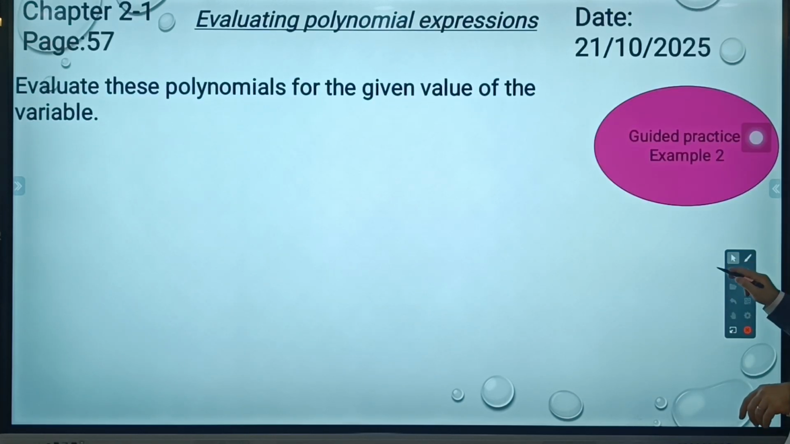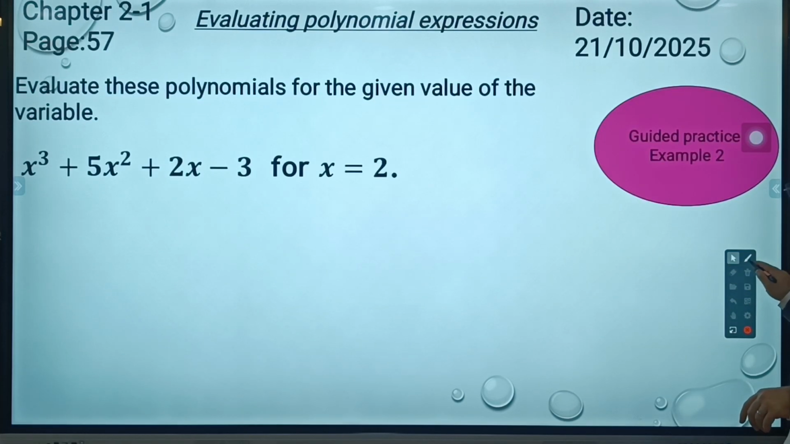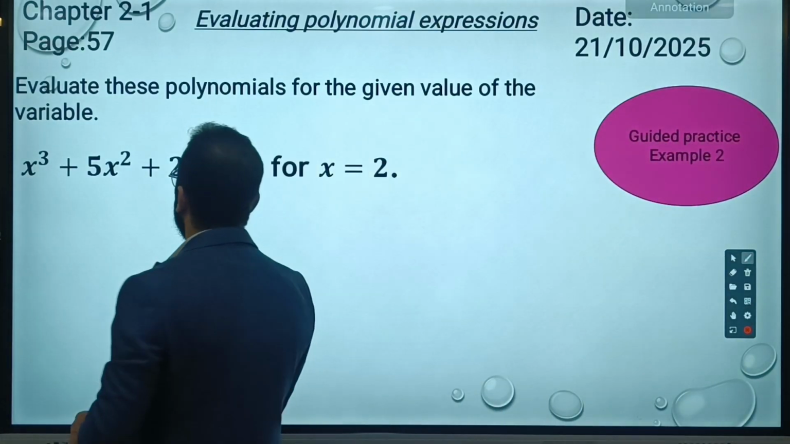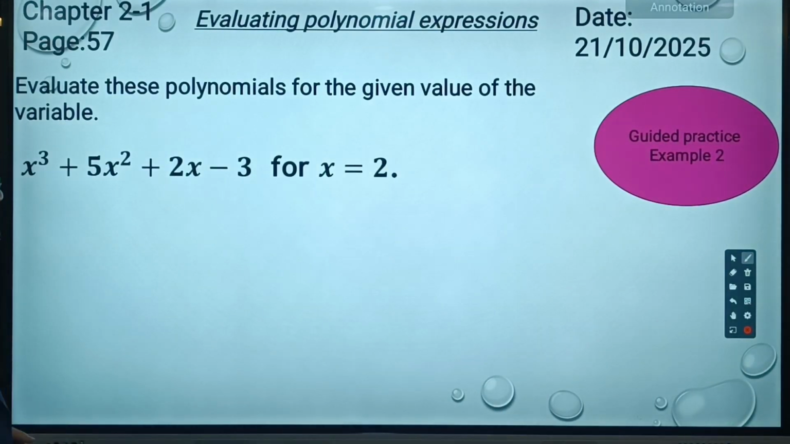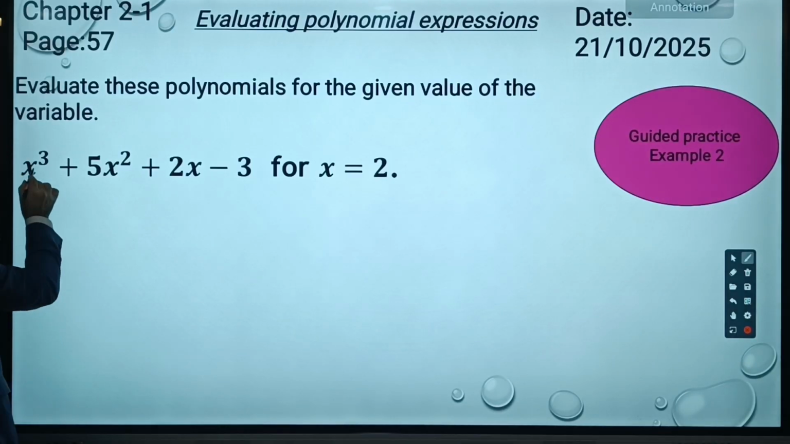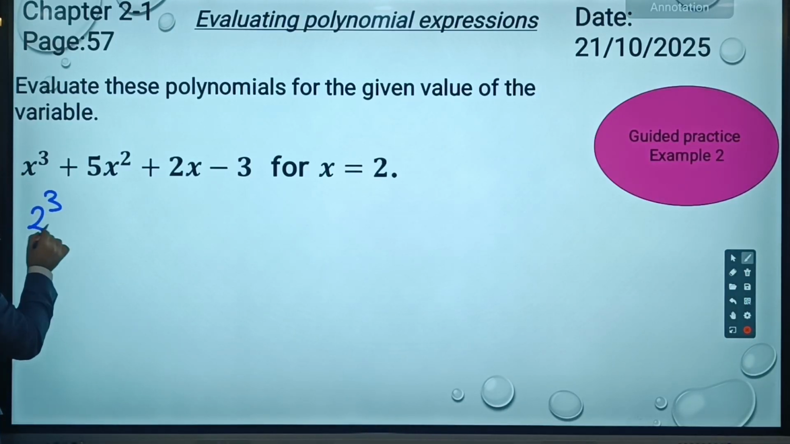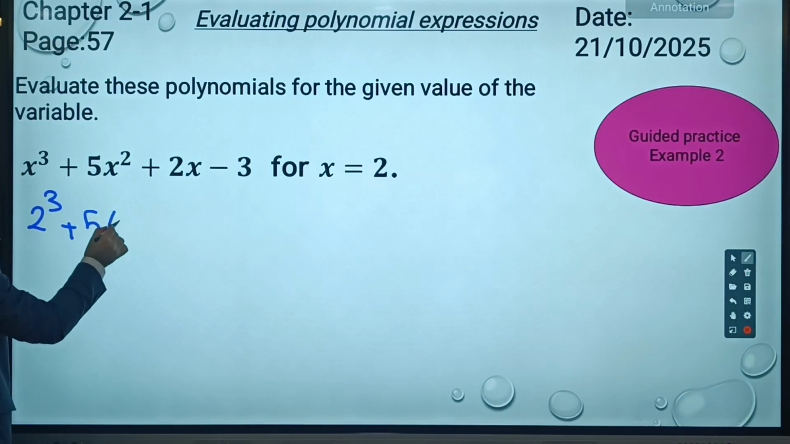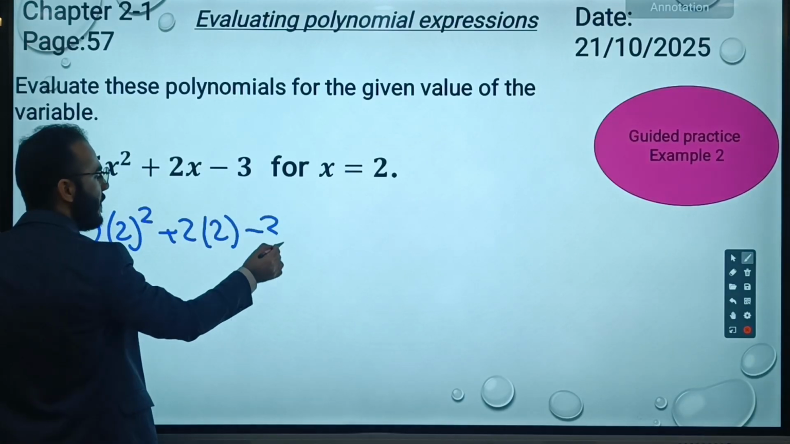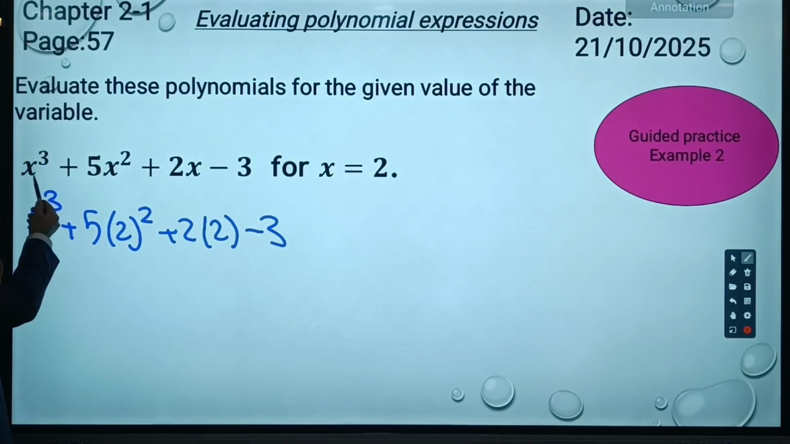So there is another question here regarding evaluation. Evaluating the polynomial x cubed plus 5x squared plus 2x minus 3 for x equals 2. So 2 is given. Instead of each x, we need to put 2. In that case, 2 to the power 3 plus 5 times 2 to the power 2 plus 2 times 2 minus 3. Instead of each x, I just substitute 2.